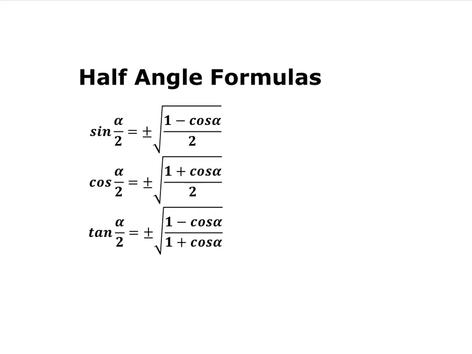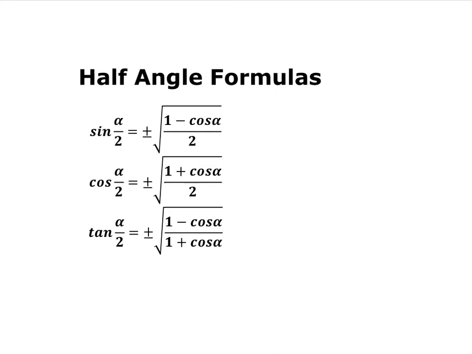Half angle formulas. If you have sine of alpha over 2 or theta over 2, it doesn't matter, then you can apply these half angle formulas. For instance, if you want to take the sine of pi over 12, pi over 12 isn't on the unit circle, but pi over 6 is. So you could say it's sine of pi over 6 divided by 2, and then apply this half angle formula. You'll notice there's a plus or minus here. That's because of how they're derived.